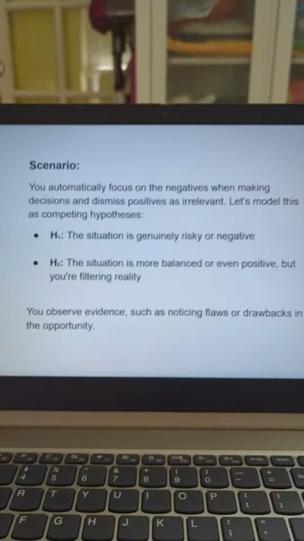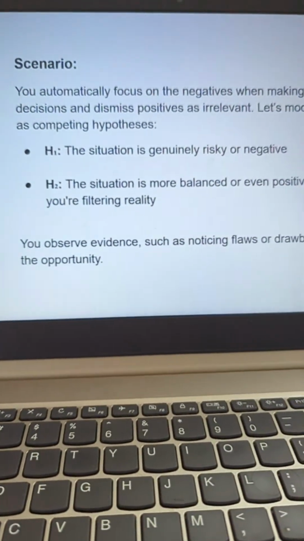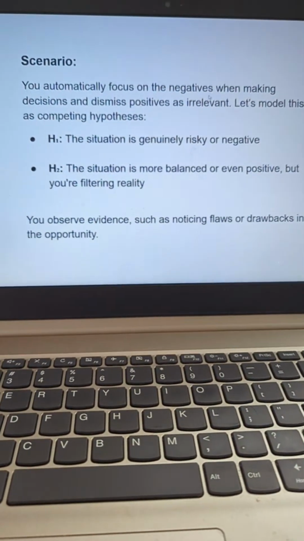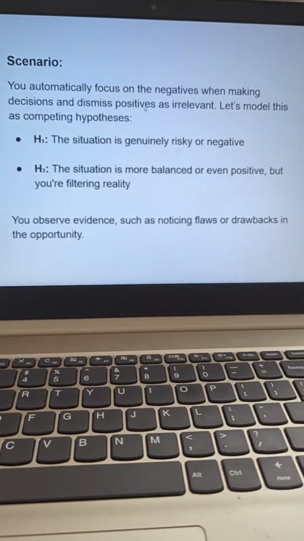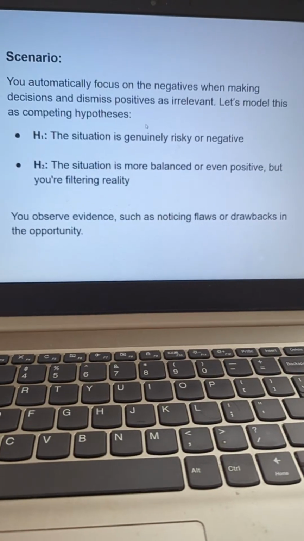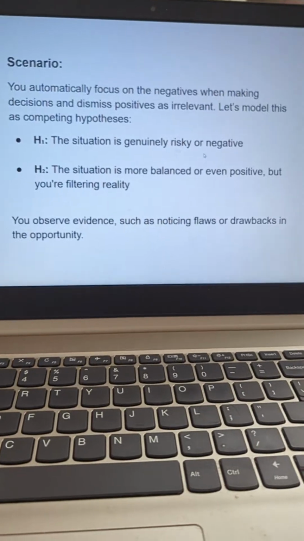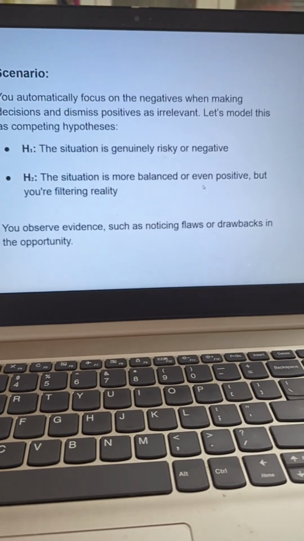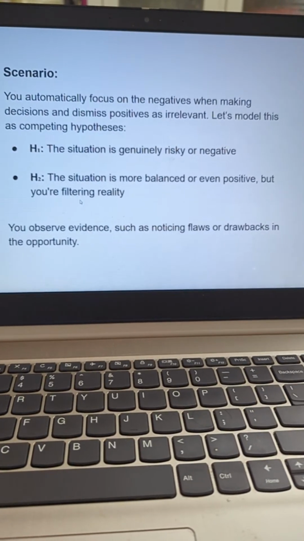So here's another scenario, and I don't know if I have time to go through the whole scenario, but I'll go through this faster. Let's say you automatically focus on the negatives when making decisions and dismiss positives as irrelevant. Again, we're going to model this as competing hypotheses. Hypothesis 1 is the situation is genuinely risky or negative. Hypothesis 2 is the situation is more balanced or even positive, but you're filtering reality, like you have a negative bias, right?